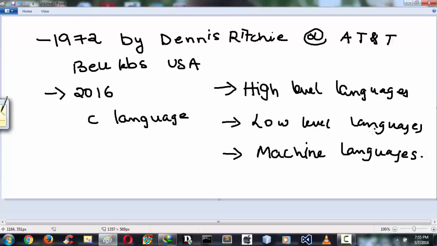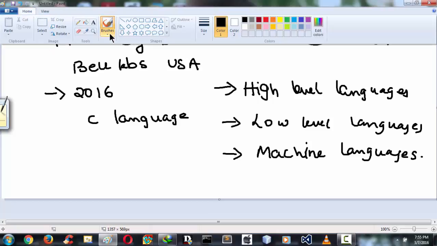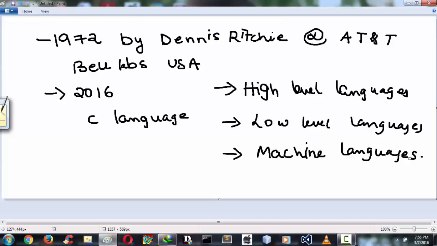Machine language, let's not say machine languages. Let me take an eraser. Sorry for wasting your time.